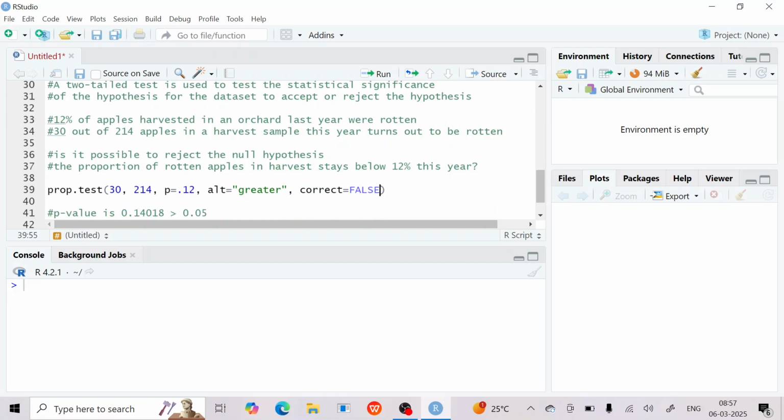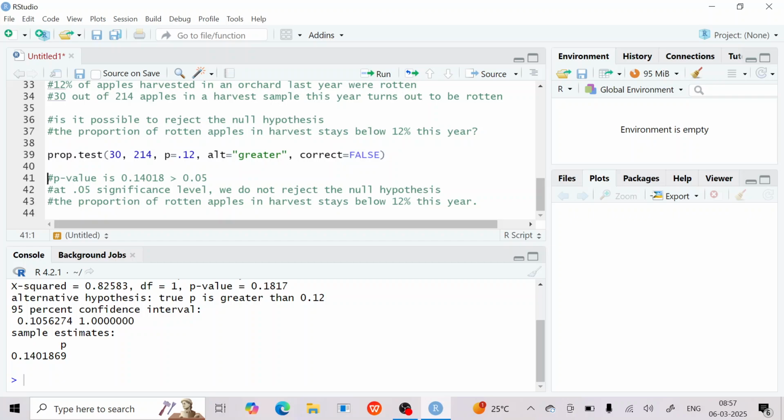So for testing this two-tailed test, we use the function prop.test, as we have used the same in the one-tailed test. The data we have is 30 apples out of 214 apples, and the probability of rotten is 12%. So I have given the parameter p equal to 0.12, and alt equal to greater means it's a two-tailed test or upper tail test. And correct equal to false is the default parameter. Let me run this syntax and see what the p-value is.